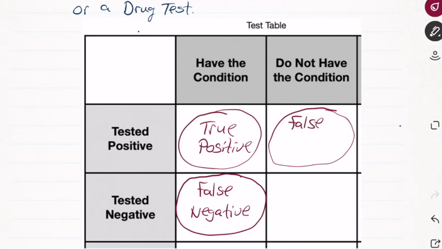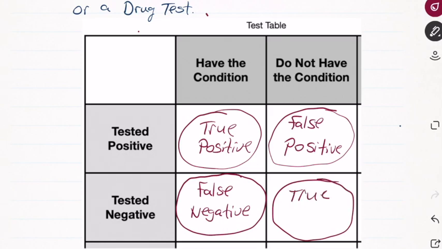So these falses are bad depending on what angle we're coming at. If we're talking about a virus, a false negative is very dangerous. If we're talking about a drug test, a false positive is very dangerous. But both of them are really bad because they're not doing what they're supposed to be doing. If you're testing positive, you should have the condition. If you're testing negative, you should not have the condition. So this number down here is another safe one. This one is a true negative.